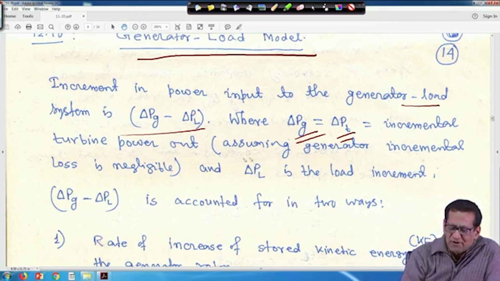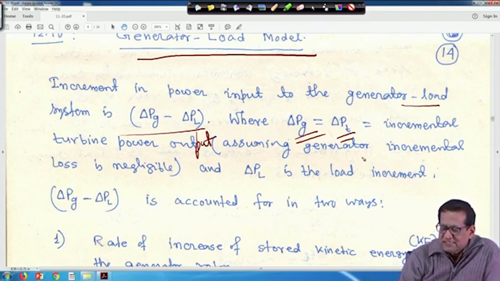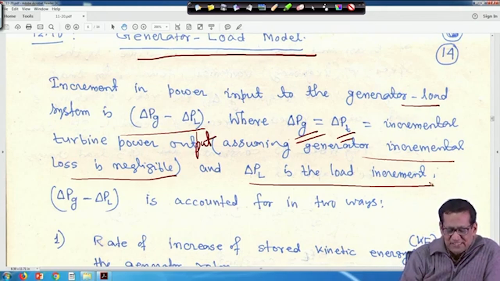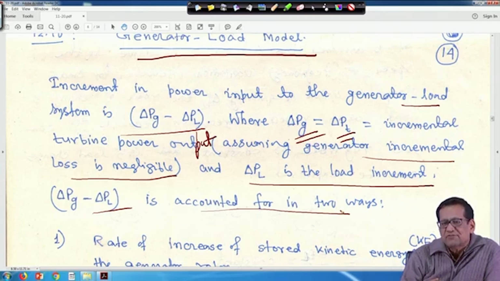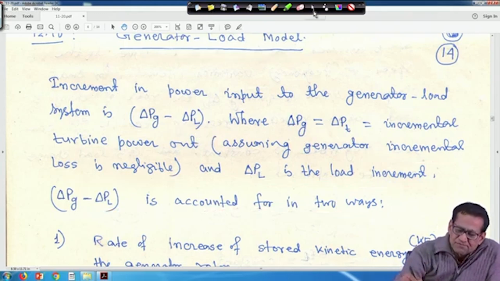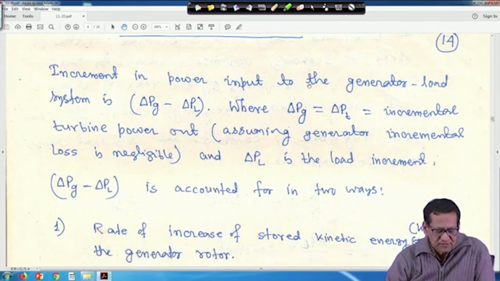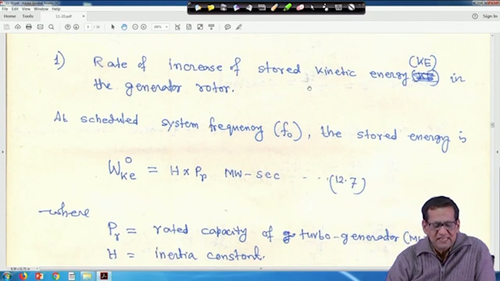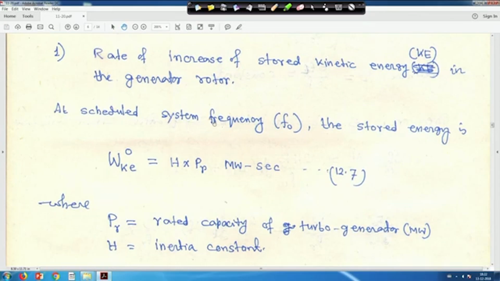So, incremental turbine power output, assuming generator incremental loss is negligible, I mean it is a lossless turbine, and ΔPL is the load increment, that is a small perturbation. ΔPg minus ΔPL is accounted for in two different ways, so we have to consider both. The first one is the rate of increase of stored kinetic energy in the generator rotor. At scheduled system frequency, that is f0, the stored energy W_K0 will be H into P_R megawatt second.